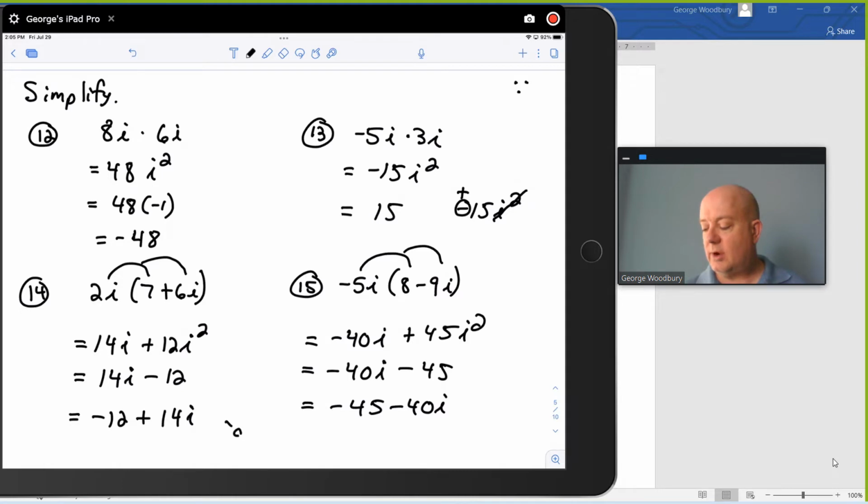Typically, you're going to be asked to write things in a plus bi form. That means the imaginary part gets listed last.